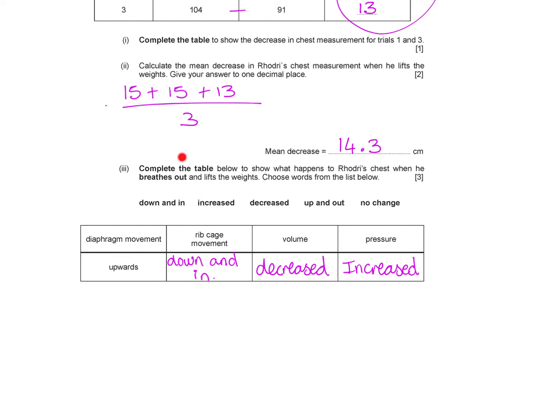Okay. Then it asked you to fill in a table talking about what happened to him as he breathed out, okay, as he breathed out. So your diaphragm moves upwards, your rib cage moves down and in when you breathe out, the volume decreases and the pressure increases to be able to force the air out.